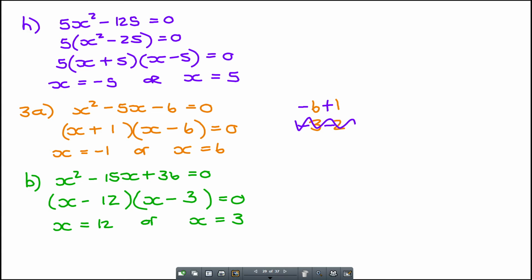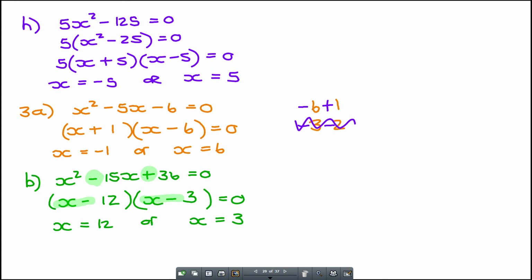Because of that plus, I knew that both my brackets would be x plus, x plus, or x minus, x minus. How do I decide? I look at that sign. And because that's a negative, I know it will be x minus, x minus.